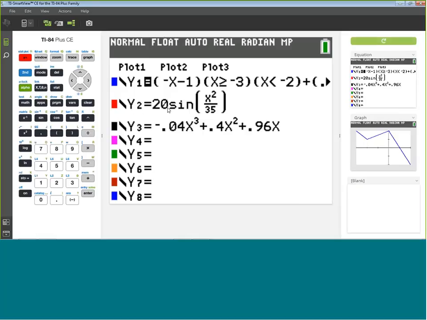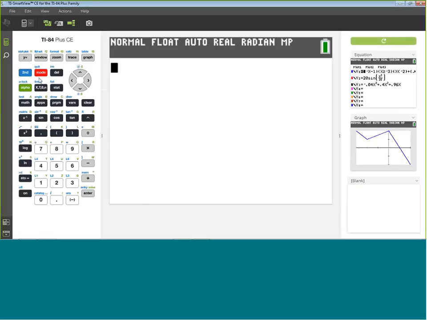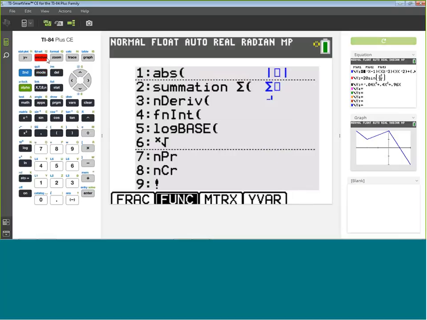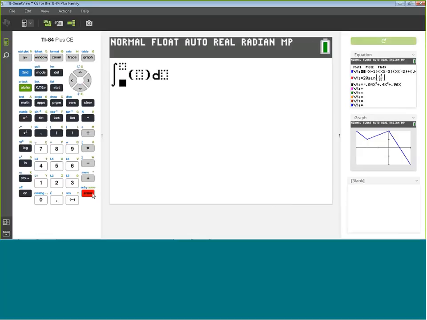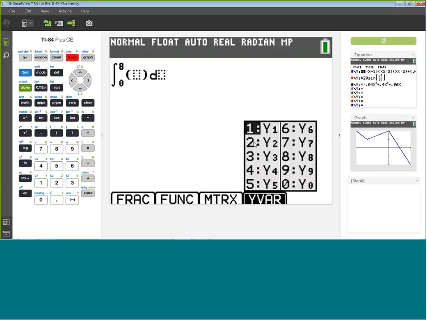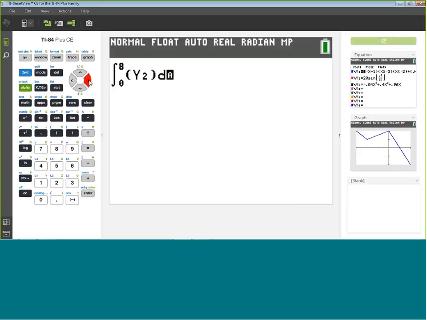So Y2 is my rainwater going in. I'm going to go to my home screen and press Alpha, Window, and choose Integral again. Our limits are from 0 to 8. And the nice thing is, since we defined our rainwater flowing in on our calculator as Y2, I'm going to press Alpha, Trace, and choose Y number 2, which is number 2 here, and dx.